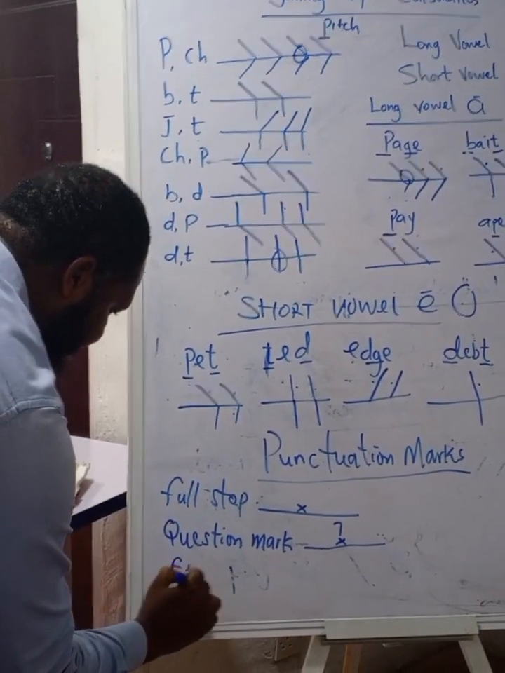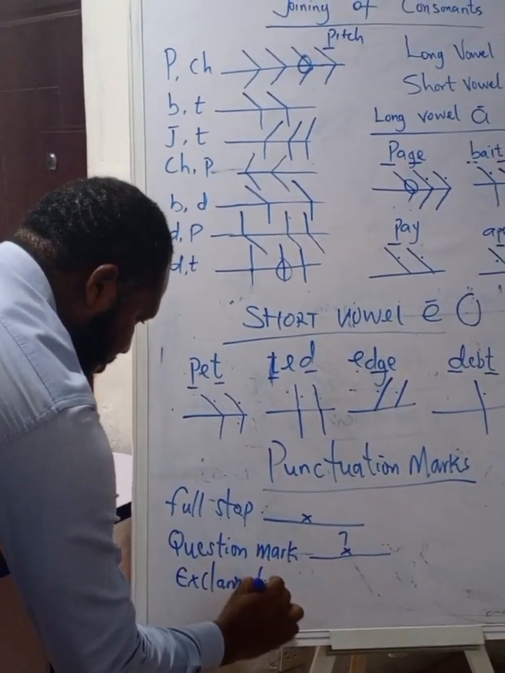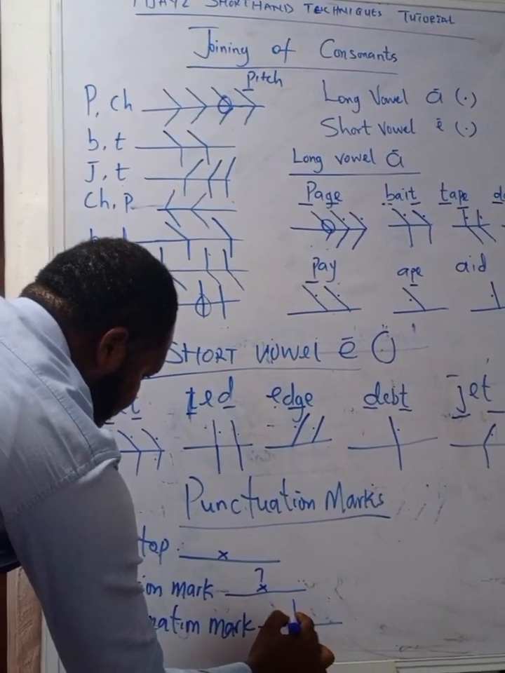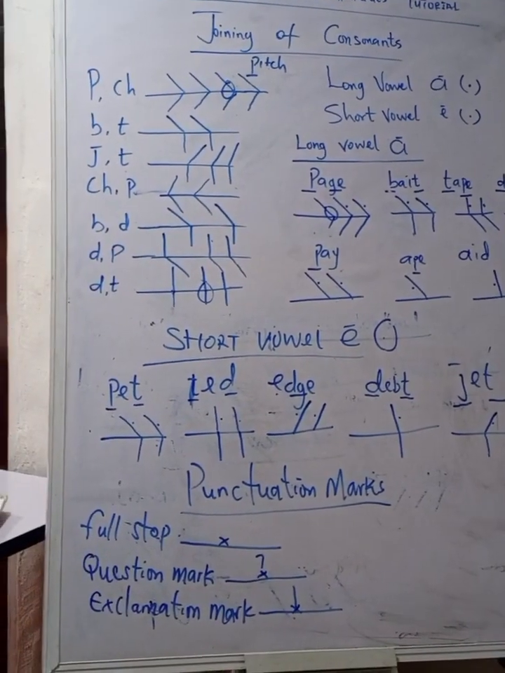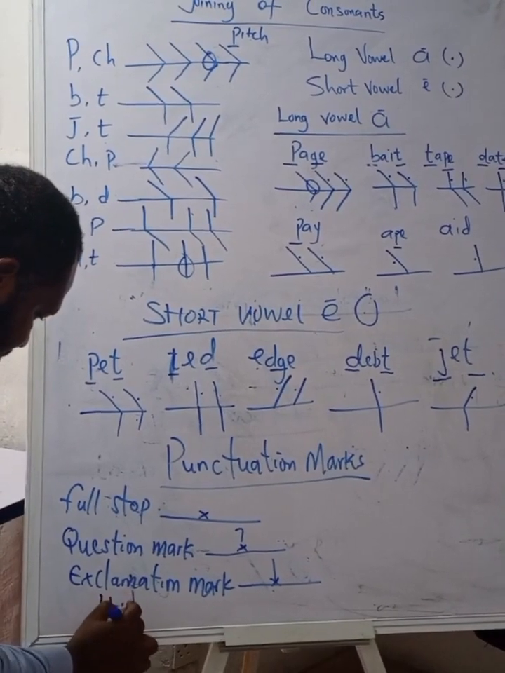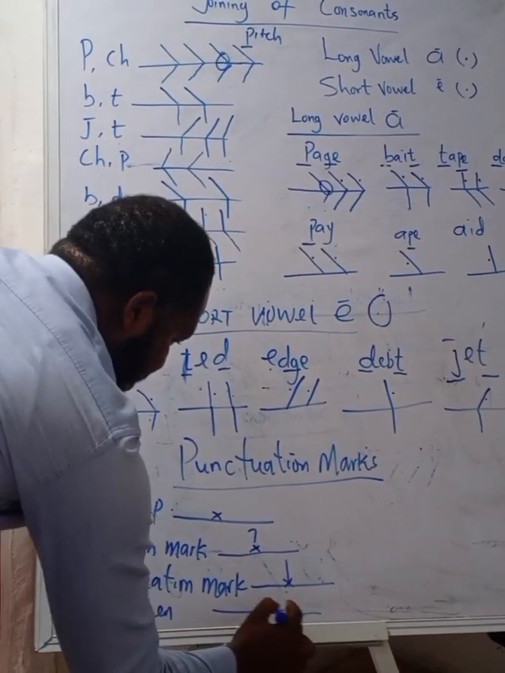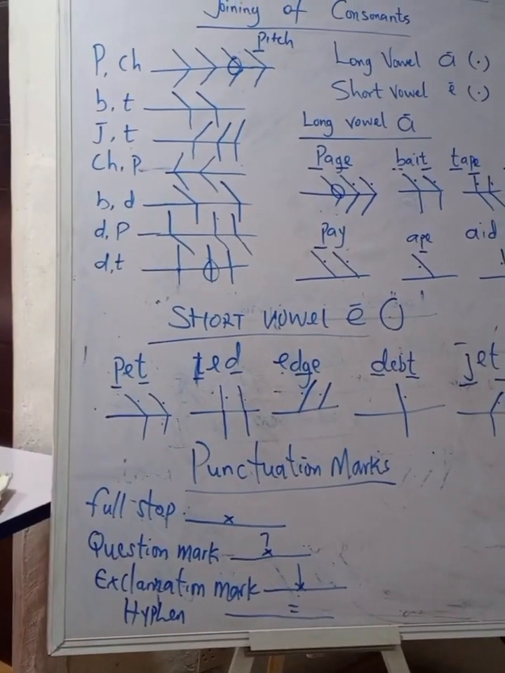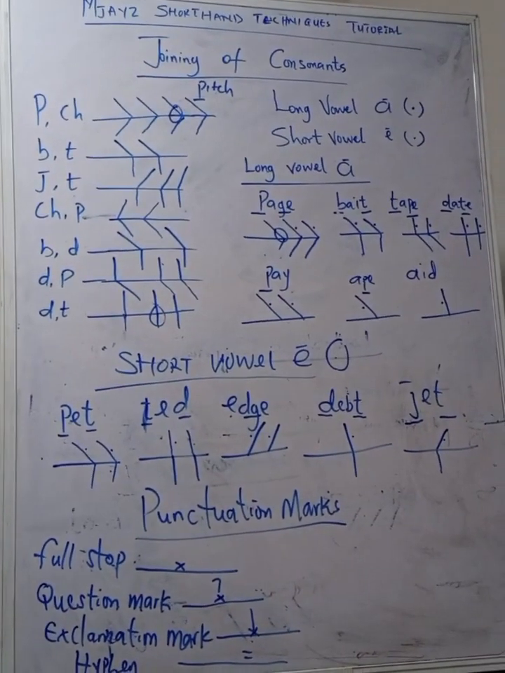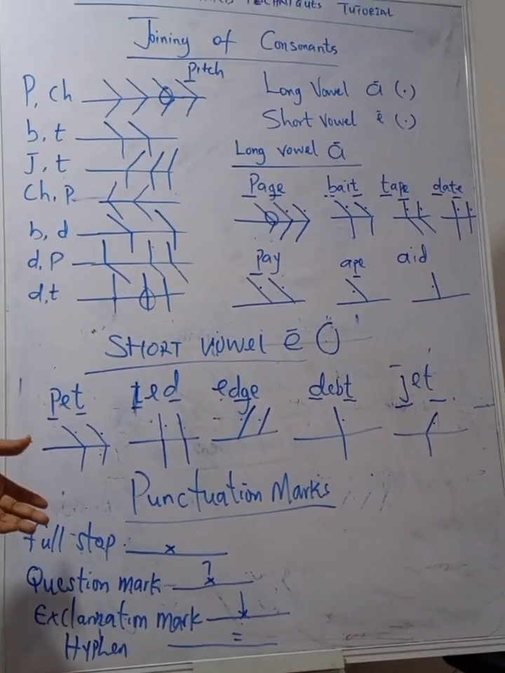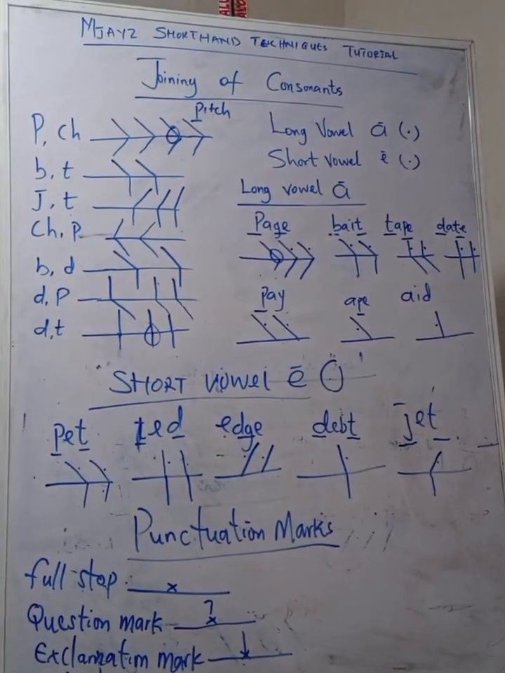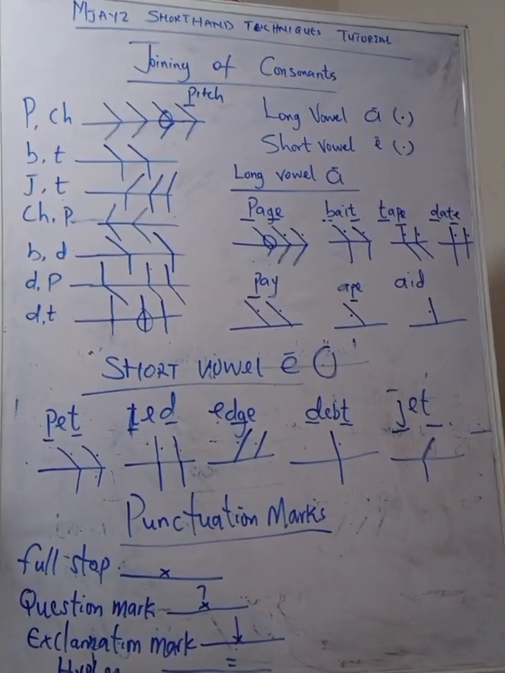Then we have the next one, which is the exclamation mark. The exclamation mark is the normal one in English, but you have your times sign under it, which shows it is an exclamation mark. And lastly, we will talk about the hyphen. The hyphen is just the normal way. Here is the hyphen in shorthand. So when you are representing words in shorthand, you should take note of this. Where you have a full stop, use the X sign. So that's that on the punctuation marks.